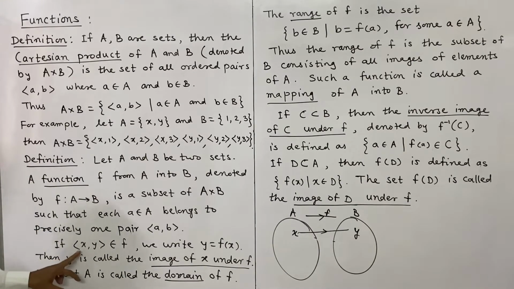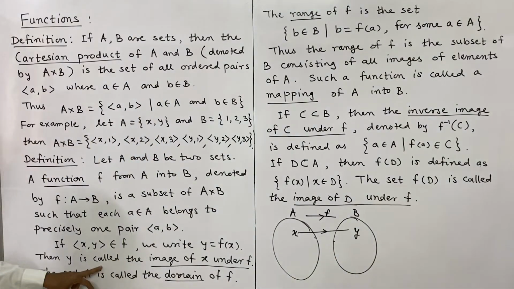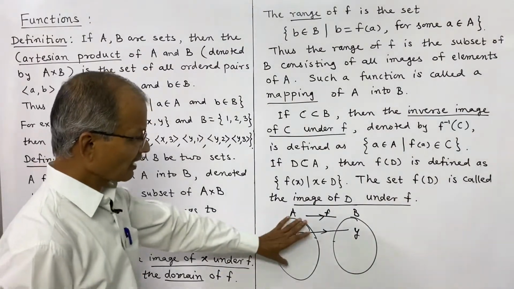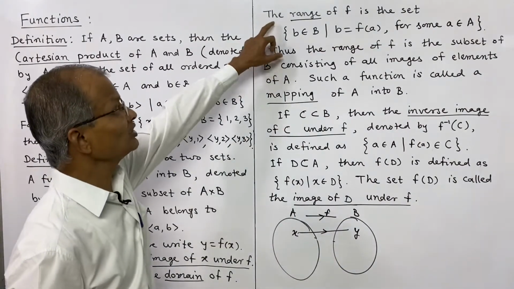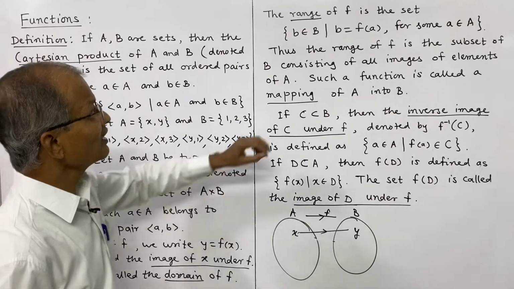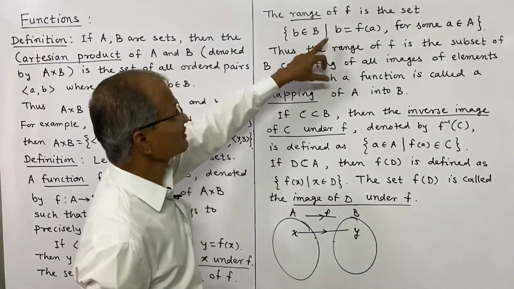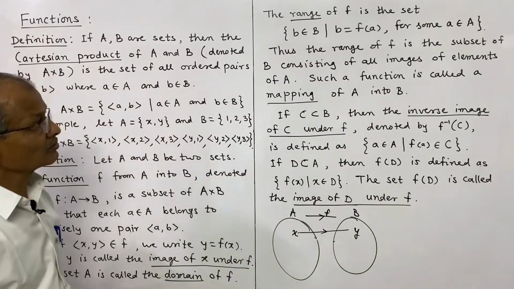And if these are the two elements in a function, that means x is related to y, then we say y is the image of x under f, and the set A is called the domain. So this is the domain, and this may also be called the codomain, but we define the range of a function. Range of function f is the set of b belonging to B such that b is equal to f(a) for some a belonging to A.